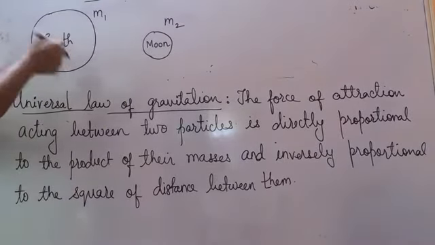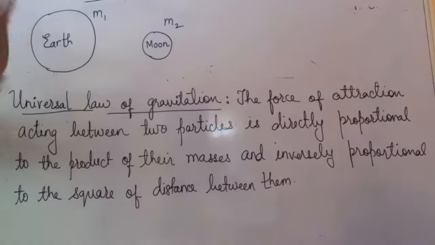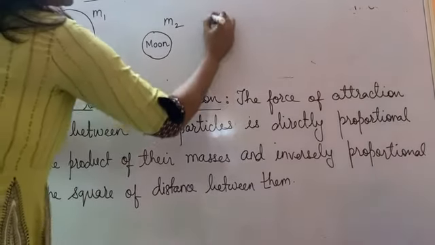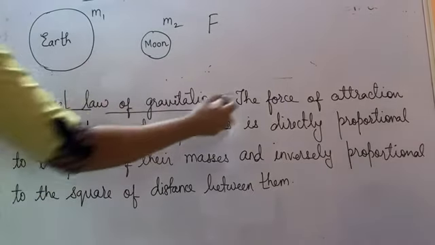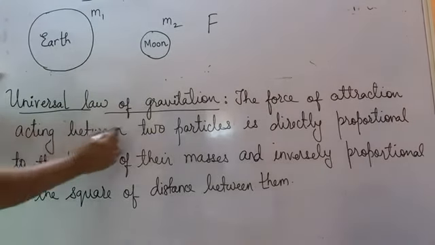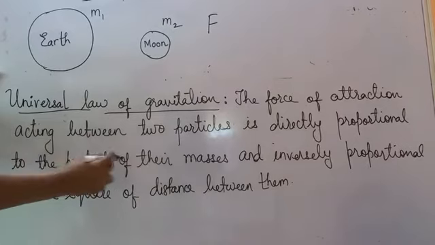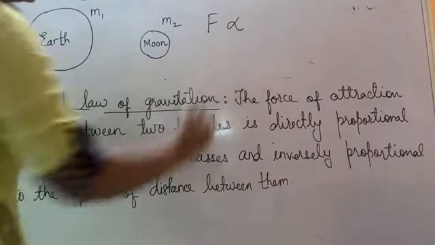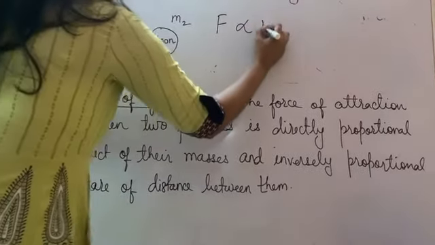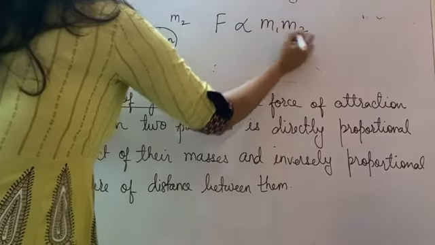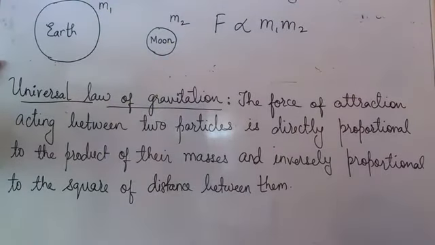So it is directly proportional to their product. Now if I take the force of gravitation as F, I am splitting this again into two parts. The force of attraction acting between the two particles is directly proportional to the product of their masses. Children, this is the symbol which we use for proportion. And it is directly proportional to the product of the two masses, isn't it, this product m1 m2?